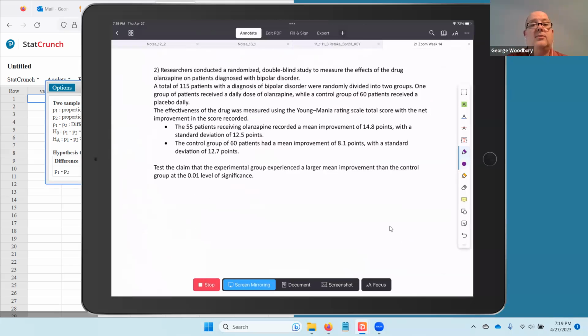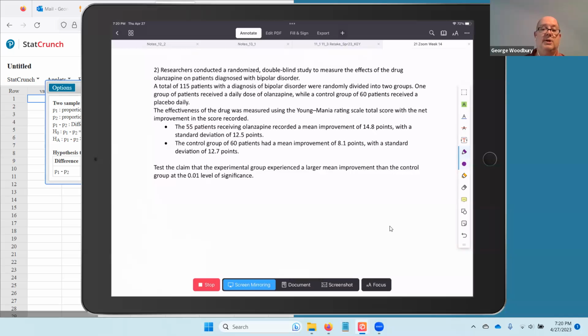Researchers conducted a randomized double-blind. That means that the researchers and the people in the study didn't know who was getting the medication. So both the people running the experiment and the people taking part of the experiment don't know which group they're in. And this study was to measure the effects of a certain drug on patients diagnosed with bipolar disorder. They took 115 patients with this disorder and divided them into two groups. One received a daily dose of the medication, olanzapine, and the other group, they received a placebo.